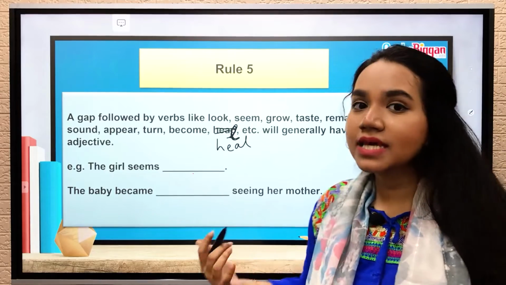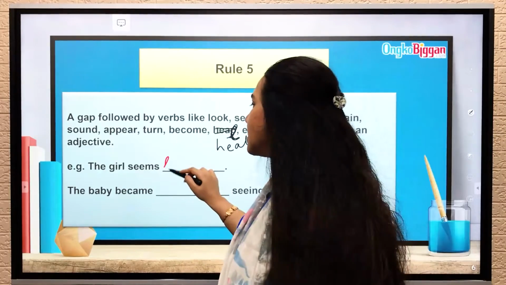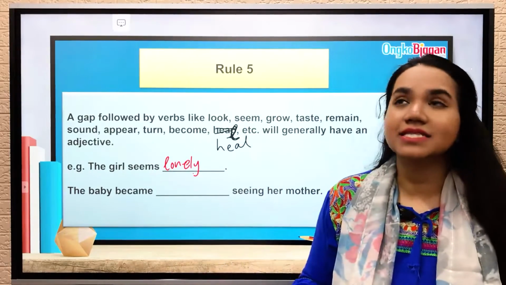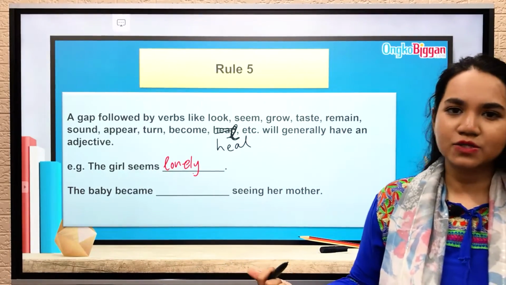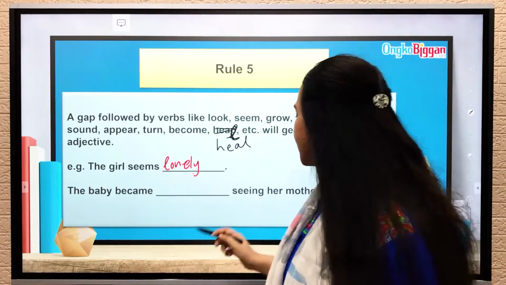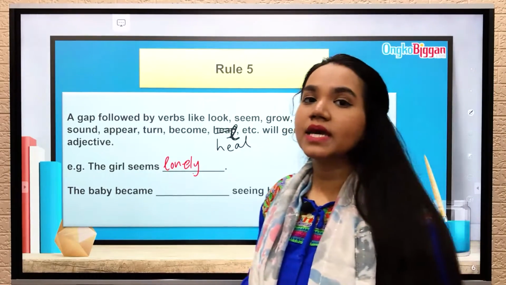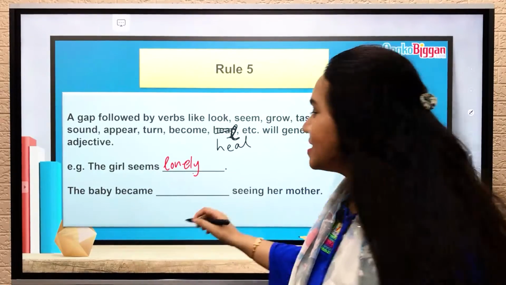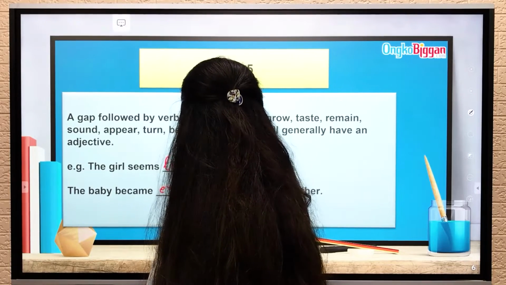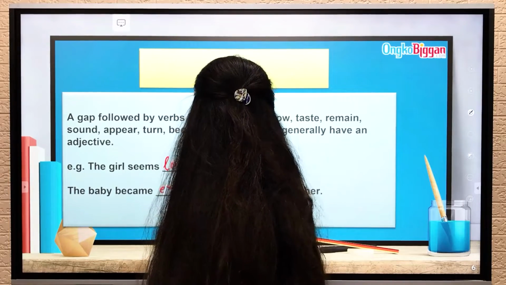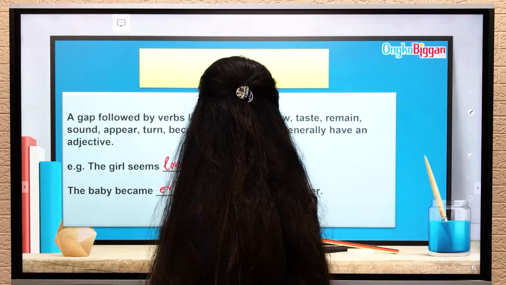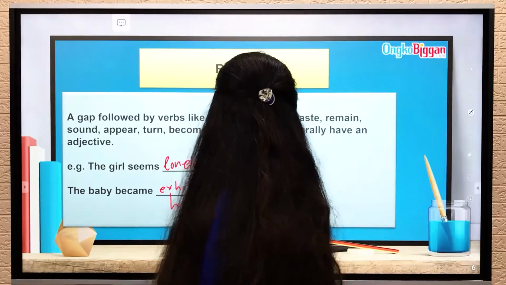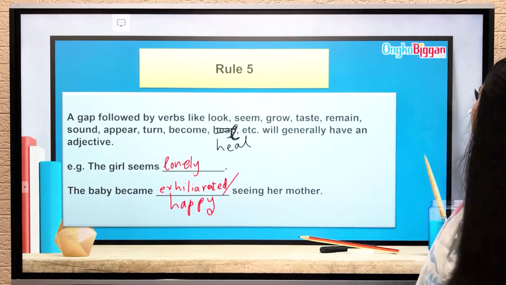So the girl seems, I can say seems lonely, or seems happy, or seems angry, seems sad, seems furious, right? Whatever you want to put as an adjective here. The baby became dash seeing her mother. So the baby became, we can say something exhilarated. So what's the spelling? Exhilarated. Instead of that, I could just say the baby became happy seeing her mother. Both are fine, right? Okay, next.